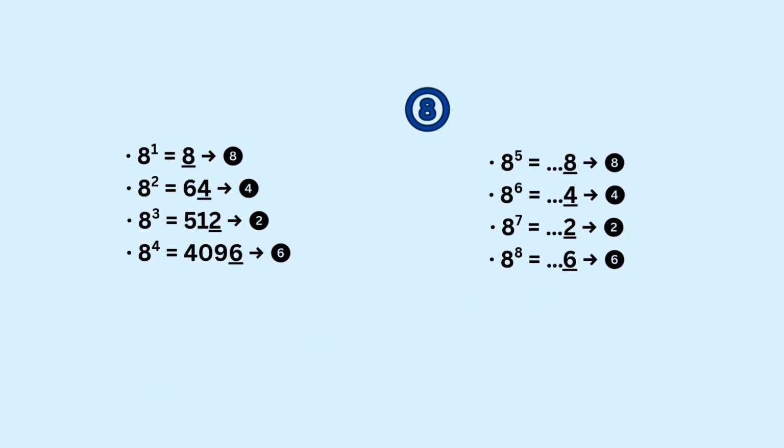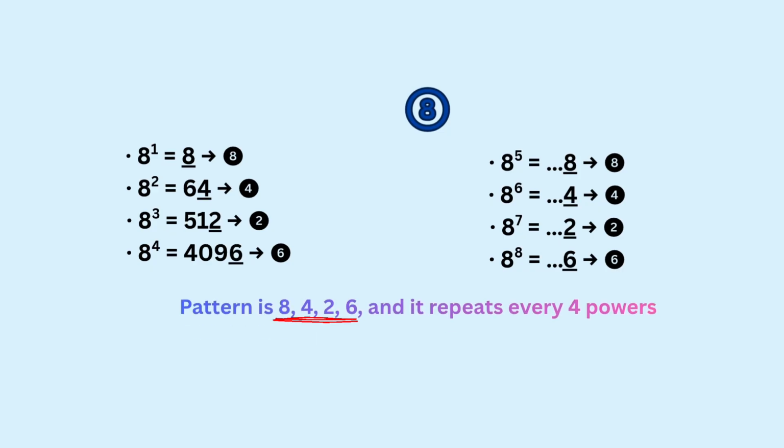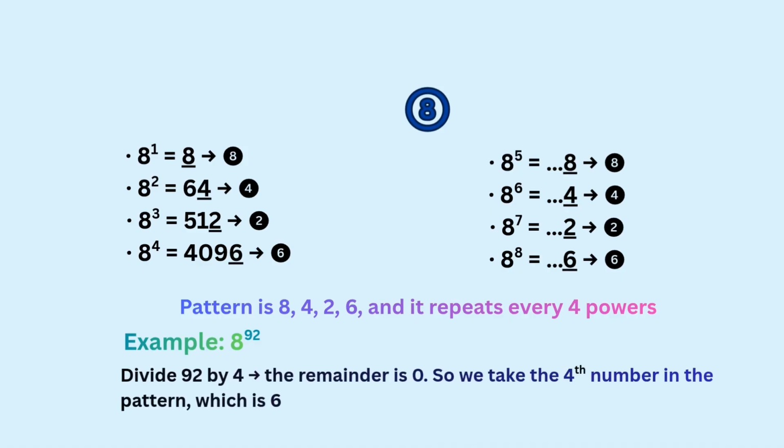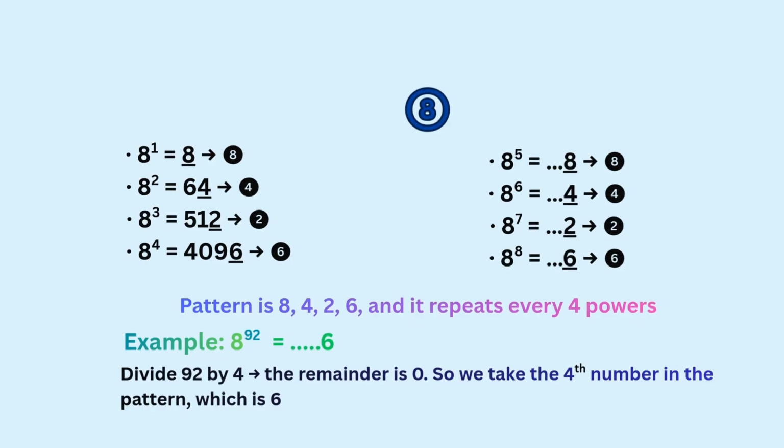And now we see the 8. 8 to 1 is 8, 8 squared is 64, 8 cubed is 512, 8 to 4 is 4096, which ends with 6. And the pattern you can see is 8, 4, 2, 6, and it repeats every 4 powers. And we can see the example in here, the last digit of 8 to the power of 92. We divide 92 by 4, and the remainder is 0. And if the remainder is 0, we take the fourth number, which is 6.